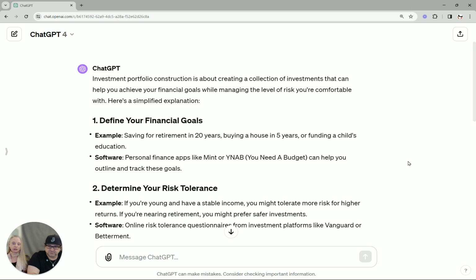All right, so to dive in, here's some simple explanations for doing this. Define your financial goals. You're trying to save for retirement, you're buying a house in 5 years, or funding education. How would you go about that? How would you stay on top of that? You could use personal financial apps like Mint or You Need a Budget.